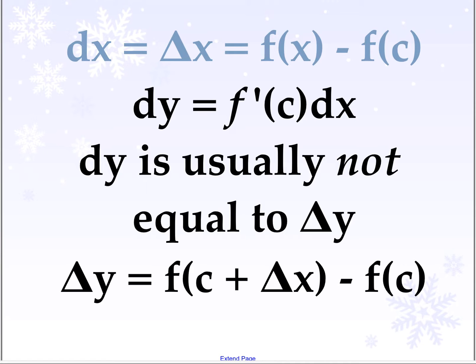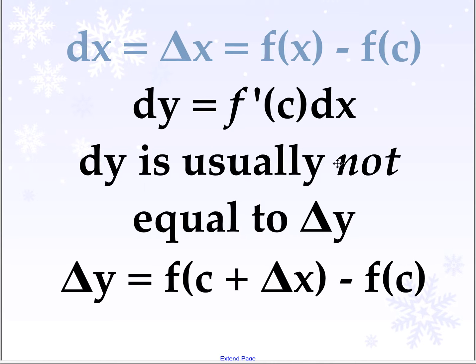So just another little recap. Remember, dx and delta x are always going to be the same. It's your horizontal displacement from your fixed point. So you find it as x minus c. Just a reminder that c is your fixed x value. That's the x value where you have your tangent line. dy is from the slope of the tangent line, so f prime of c times dx.